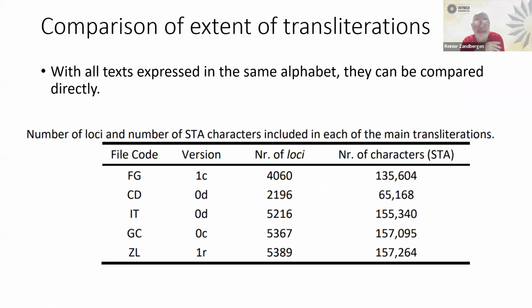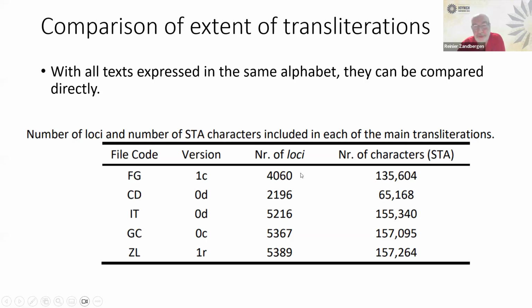Now, having this, we can really start to compare all the different transliterations and see how similar or different they are and how complete they are. So when we look at the 5 files, I have designated 2-character codes to each of these files. So FG refers to the FSG file, CD courier, IT is the Takahashi transliteration, the Claston, and Zandbergen Landini. The versions here are old by now.